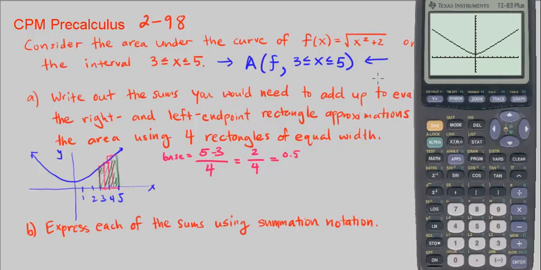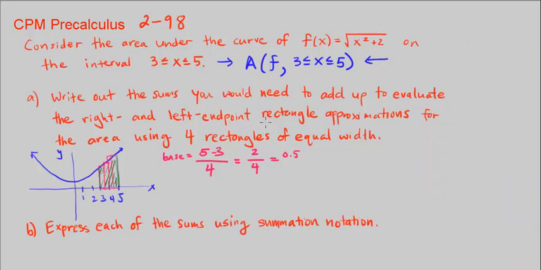Let me put the calculator away. We want to add up the area using 4 rectangles of equal width to approximate this region's area. We're going to do it once for right and once for left endpoint rectangle approximations, so I'm going to split that up. Let's do right endpoint first.